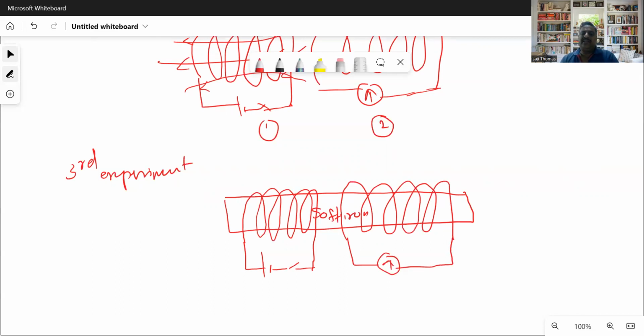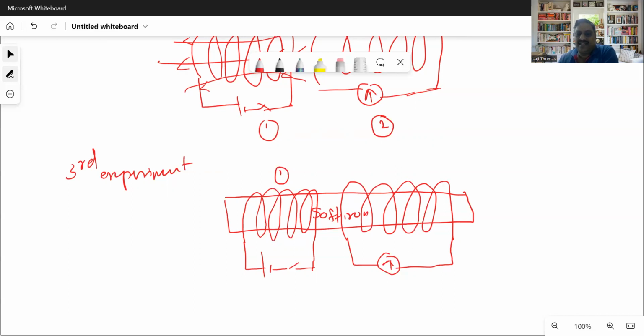Now he closed the switch. When the switch is closed, the current through the first coil starts increasing. After some time, it becomes constant. During that time, the magnetic field through the first coil changes, and this magnetic flux will reach the second coil through the soft iron core. A soft iron core can permit magnetic field. That is a specialty of soft iron core.